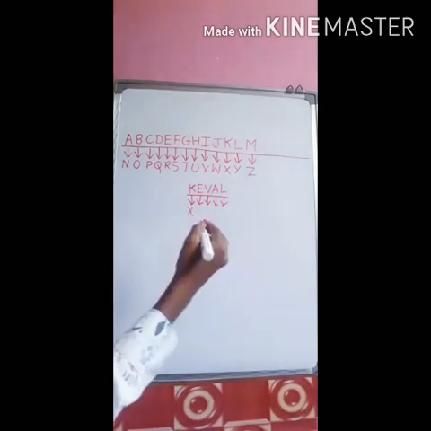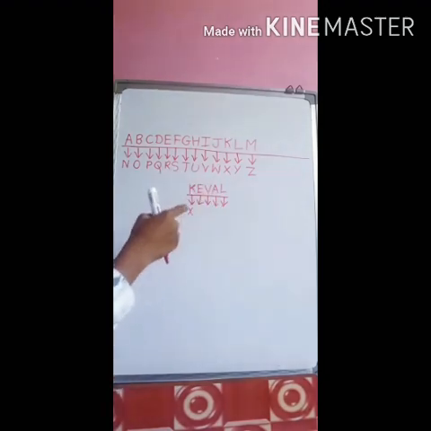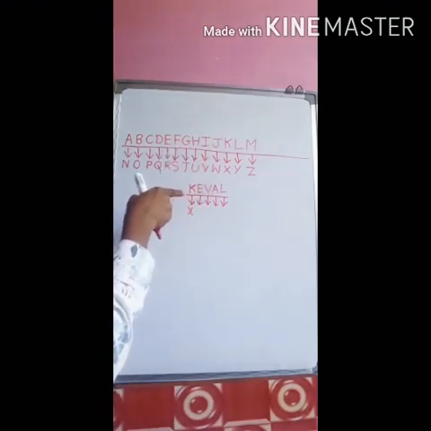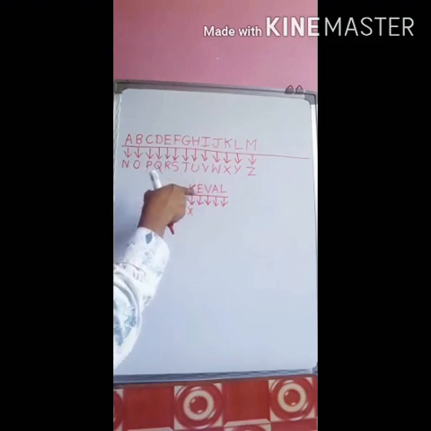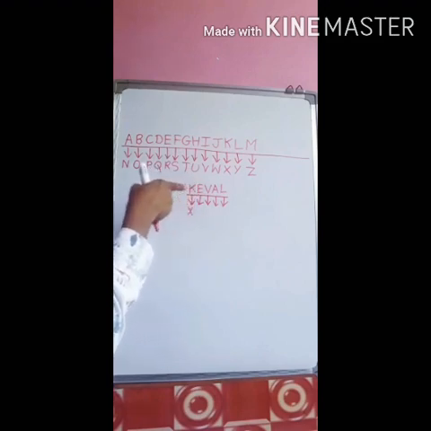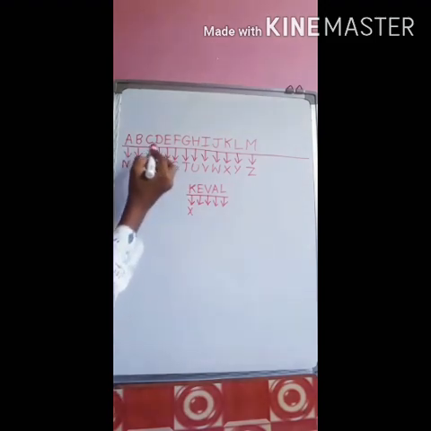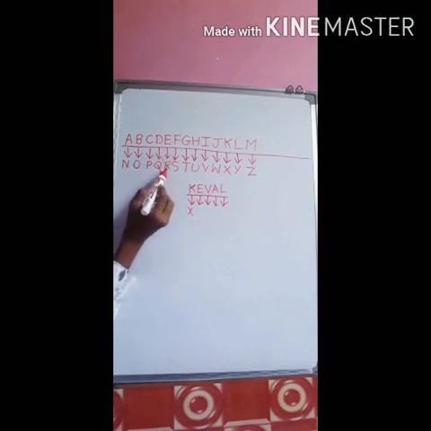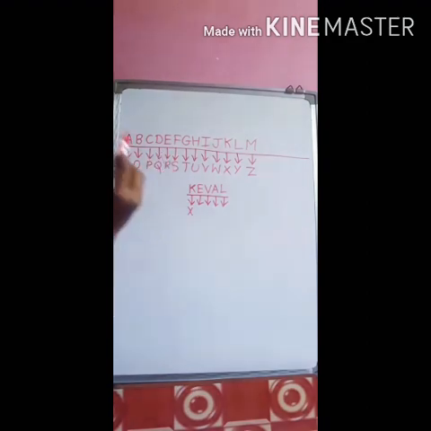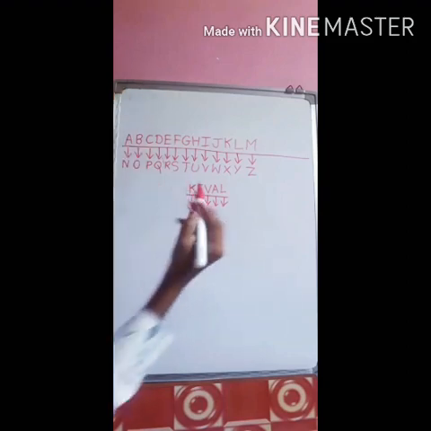Now friends, another alphabet, there is E. Now we will see which letter is equal to E. This is E. There is an arrow in front of E, and the arrow is showing us R, which means E is equal to R. Now we will write here R.